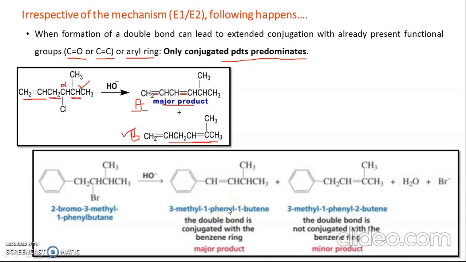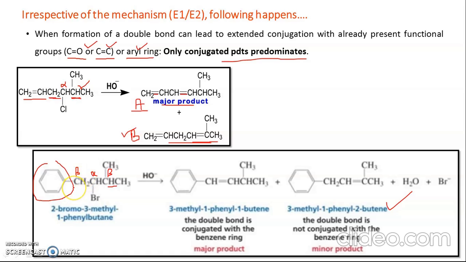Okay, another example regarding this. Now in the starting material, see, we have a phenyl group already present. As we have said, if any of these three, a CC double bond or aryl group, is present, then we also have to consider the factor which is conjugation. So with the phenyl ring present, this is our alpha carbon, this is one beta carbon, this is another beta carbon. If you are removing this beta hydrogen, that is the right hand side beta hydrogen, what product will you get? You will get this product.